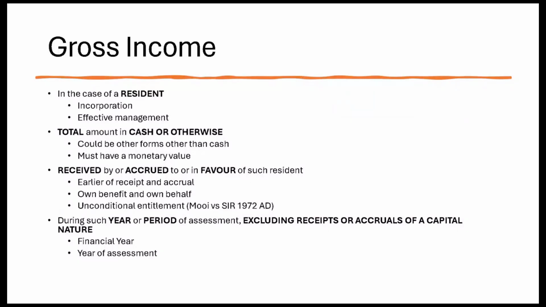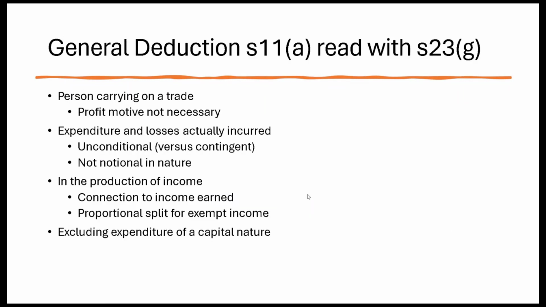Okay, so I'll move on to the next definition. This is on the general deduction formula, section 11A, read together with section 23G. When you look at your framework, you've got your gross income, less your deductions, less or including your capital gains or losses. Then you've got your rebates. Then you've got your taxable income that you pay tax on.